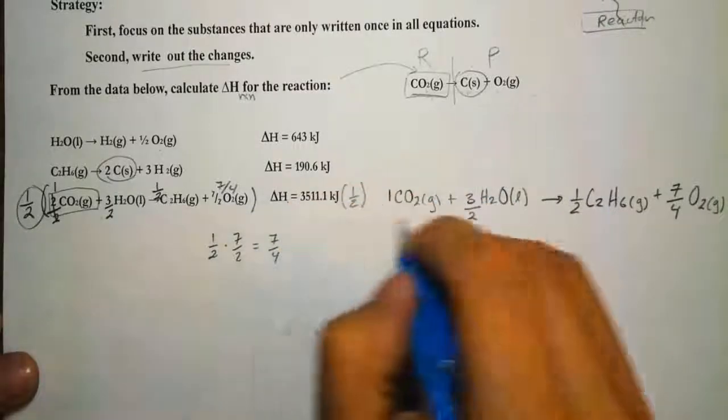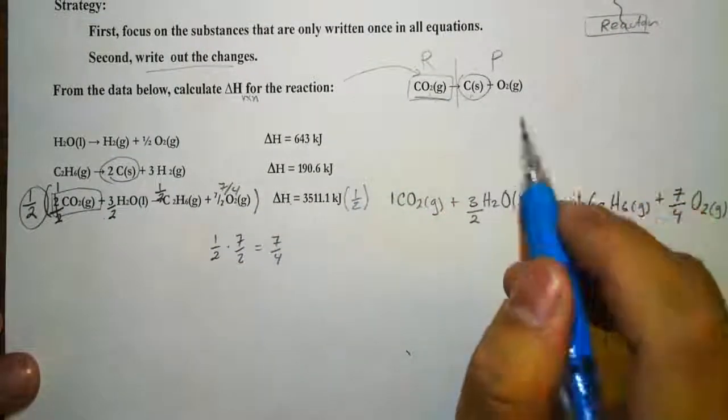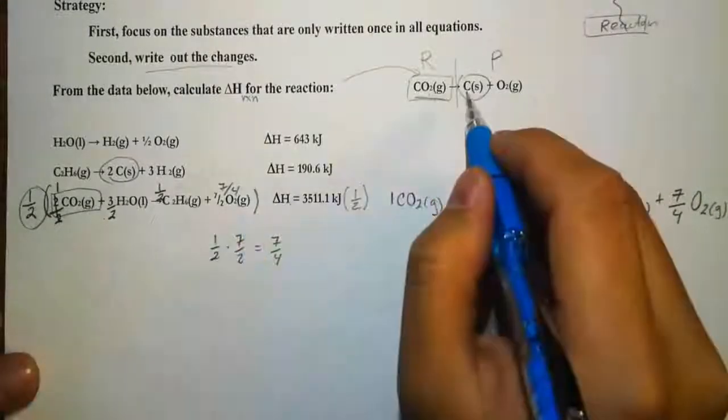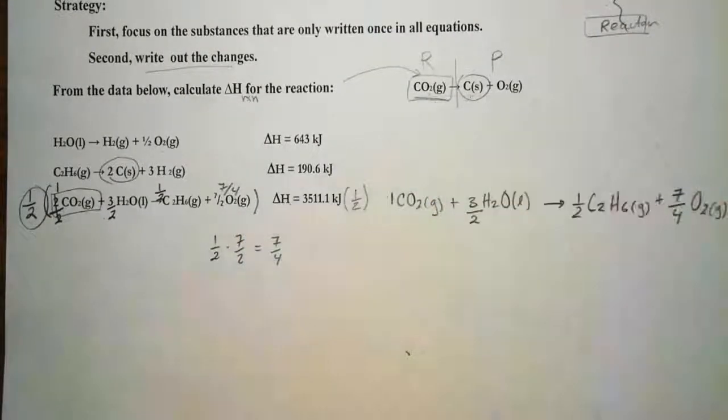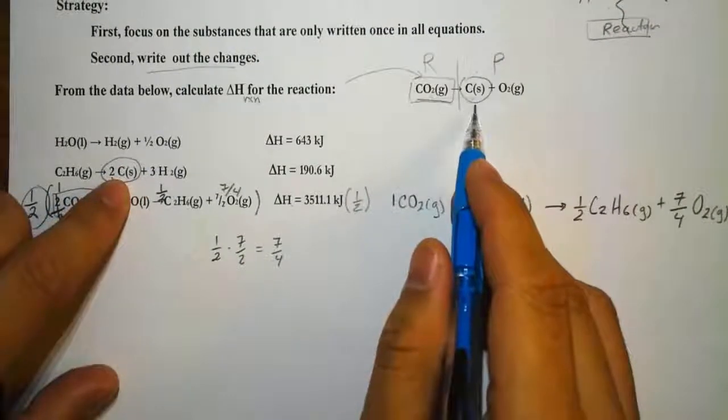And of course we can do the math later for that part. The next part is carbon, okay? And carbon is right here. Notice carbon is on the product side. So do I have to flip the side? No, because it's already on the same side as your overall.